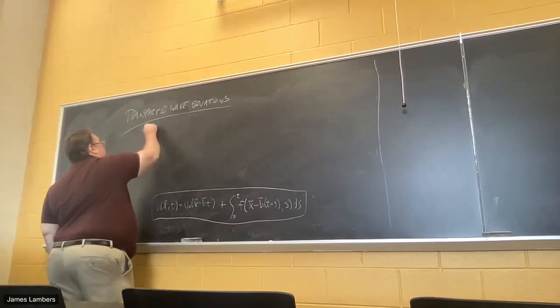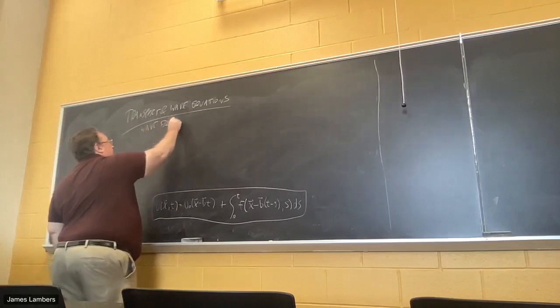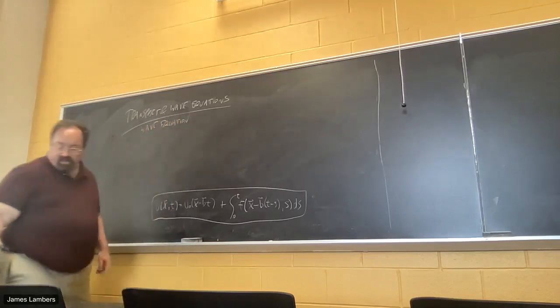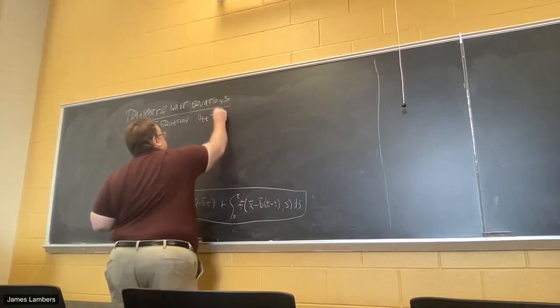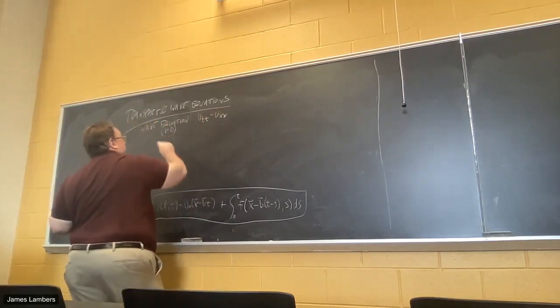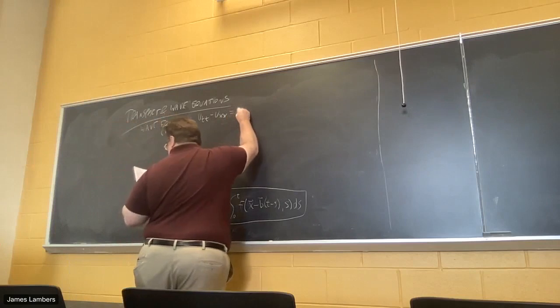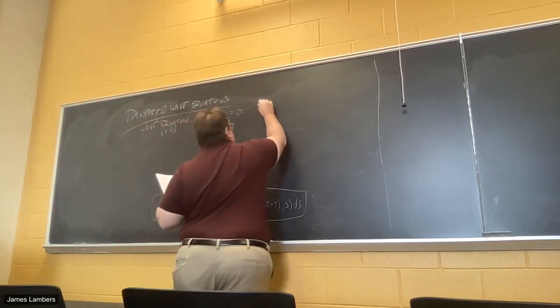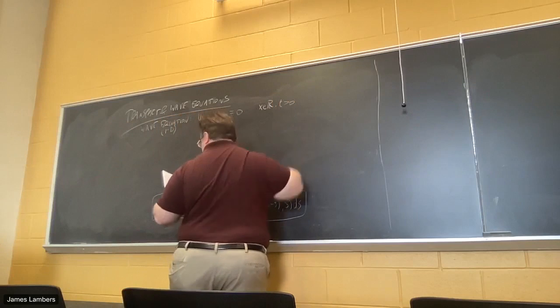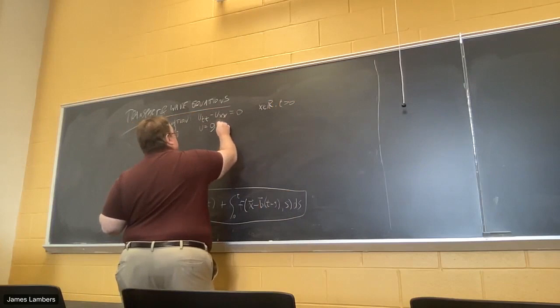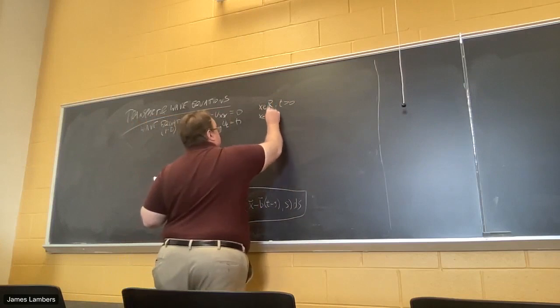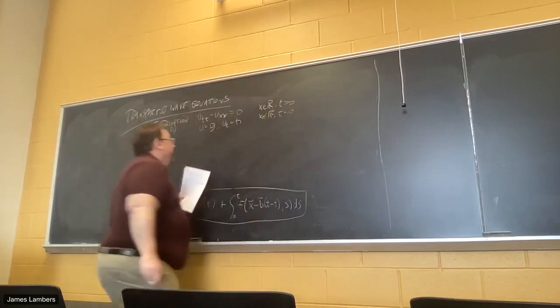So, wave equation. So the utt minus uxx, so this is in one dimension, equals 0. And then we have at time 0, two initial conditions because it's a second order time derivative.